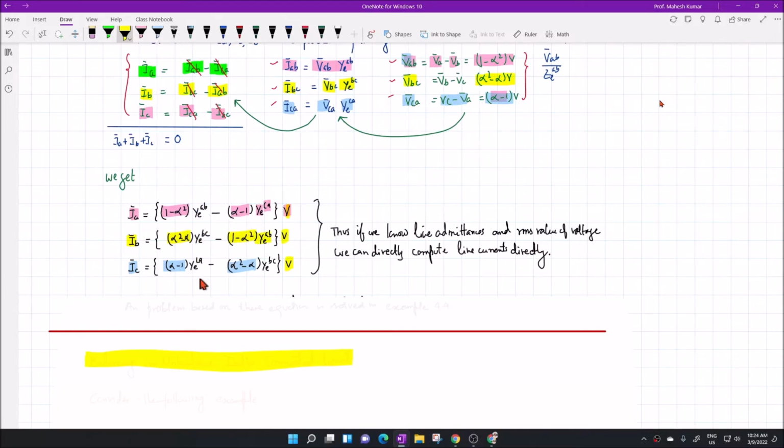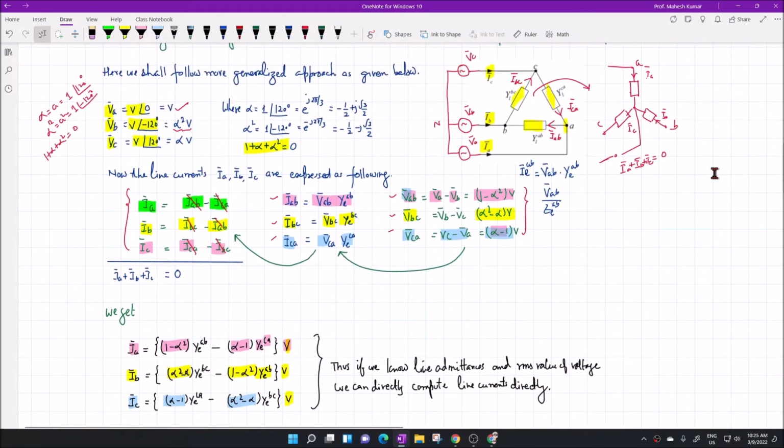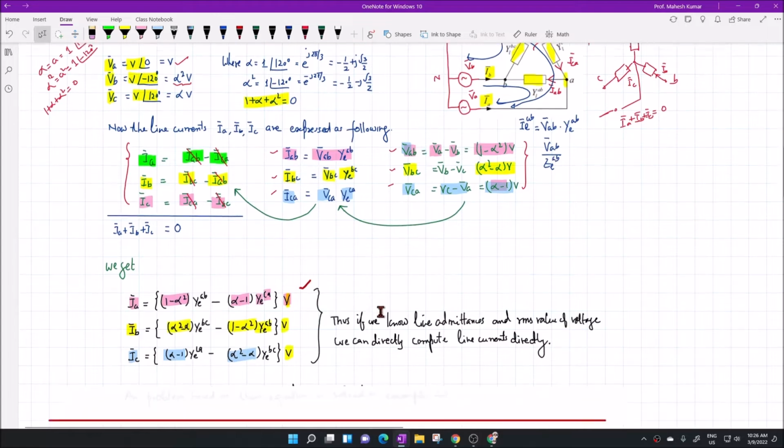If we know the load admittance and the RMS value of the voltage, we can find the line currents directly. This is one way of computation. The second way of computing the line current is using the mesh method. You can also write the mesh equations. For example, this is one equation, then you write the second equation, and then the third equation from here to here, and you can solve for these three meshes. We can also use one more method by applying the Kirchhoff current law. I will talk about those in the coming classes.